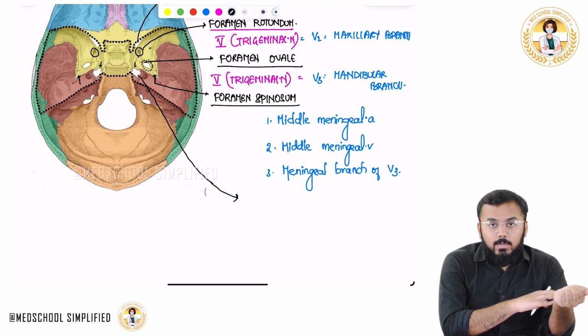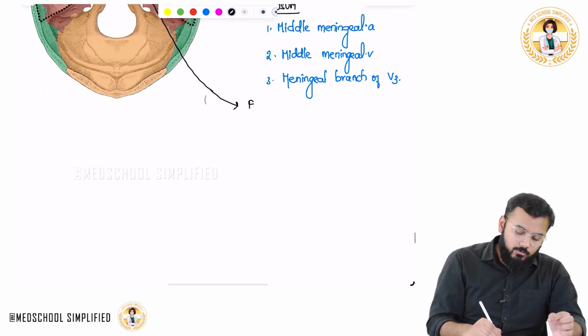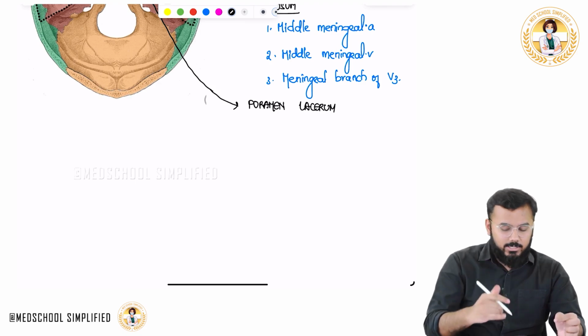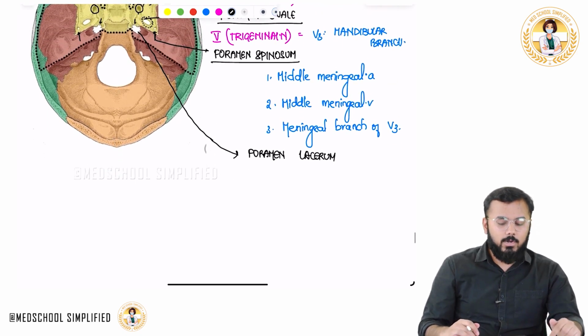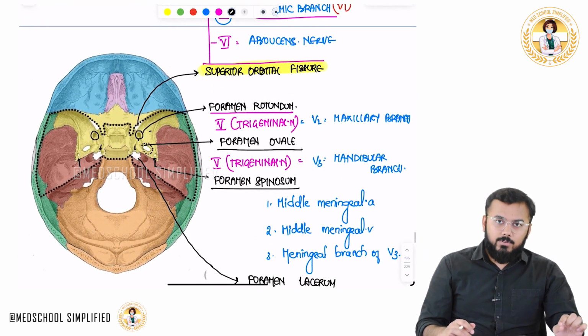Yes or no? Right. So, this particular part which you can see over here is nothing but called your foramen lacerum. As if someone has lacerated, you see those uneven edges. So, that is how this foramen is looking. So, you call it foramen lacerum. Foramen lacerum, right? So, what are the foramens we have discussed so far?